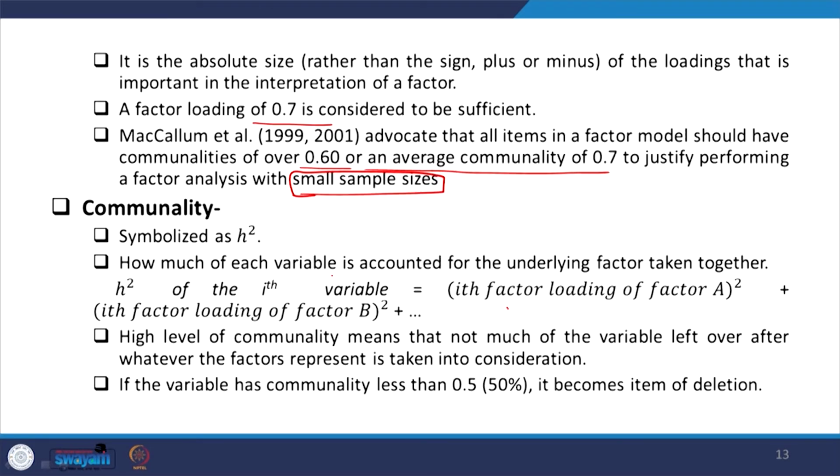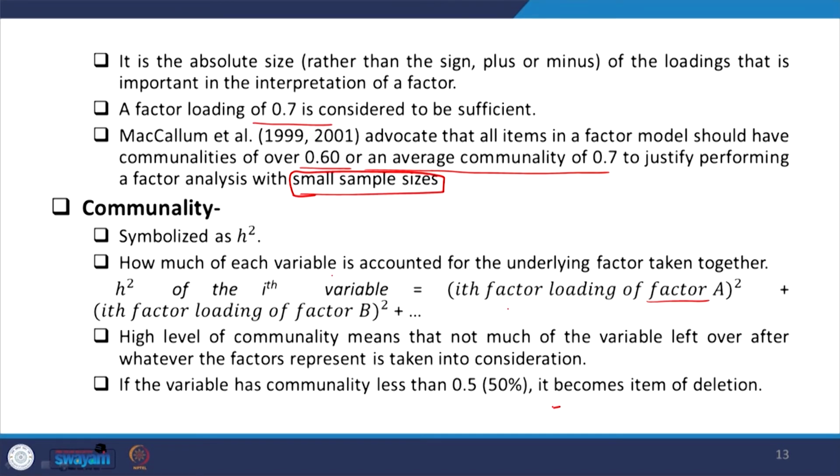Now, another aspect is called communality. Okay. So, communality, the word has to be very clearly identified through the factor analysis. It is usually symbolized by h square. How much of each variable is accounted for by the underlying factors taken together. Okay. So, the h square of the ith variable, if you are discussing any particular variable, is basically the ith factor loading of factor a squared, that is if factor a is taken, that squared, plus the ith factor loading of factor b squared, etc.